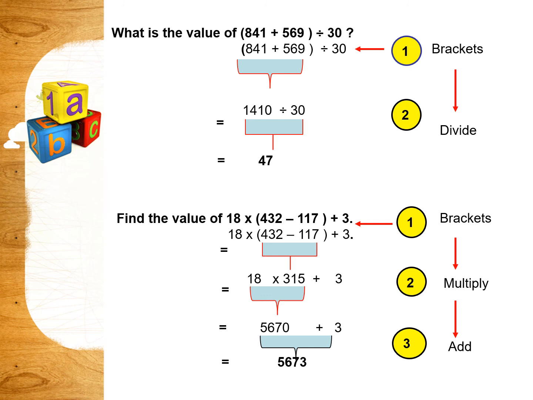When we are going to find the value, first you have to do the brackets. After this, the multiplication or division part, and the third part is the addition or subtraction part. When there are brackets in the number sentences, we work out the answers in the bracket first. Then we multiply and divide from left to right before we add and subtract from left to right.